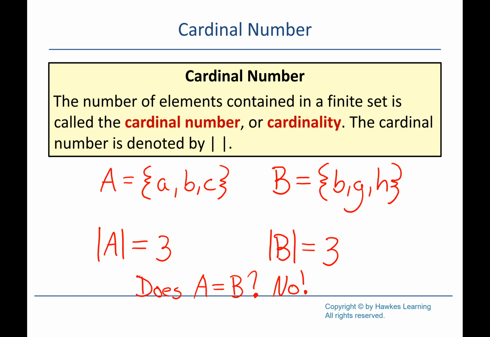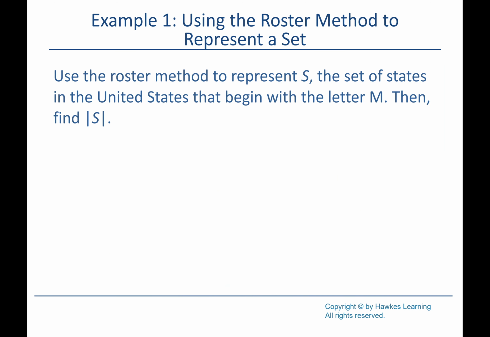Let's look at an example here. It says use the roster method to represent S, the set of states in the United States that begin with the letter M. Okay, so that's our first thing. I can do this part. I can say set S equals, and then curly bracket, and then we need the states that start with the letter M.